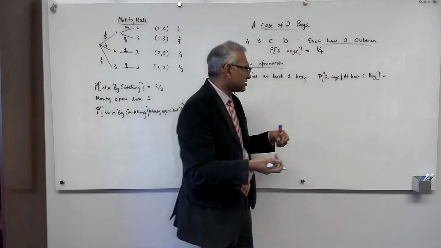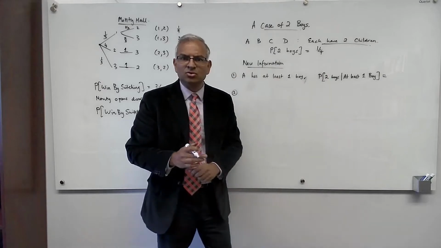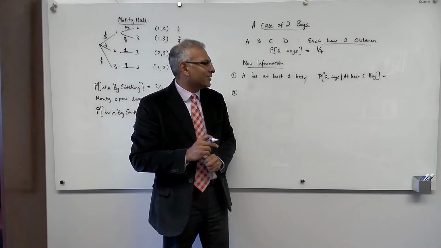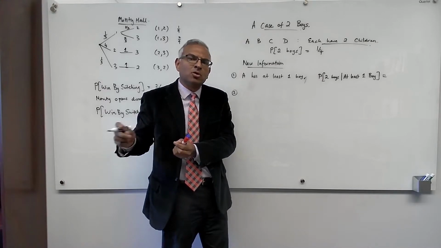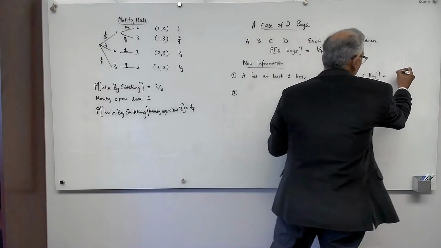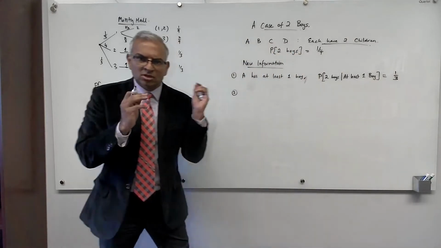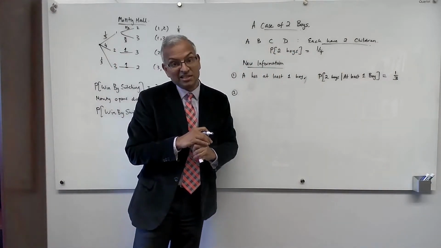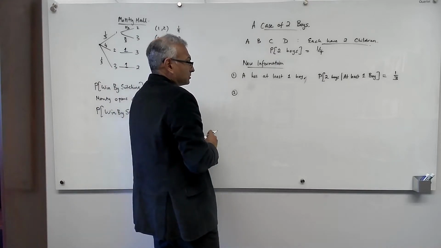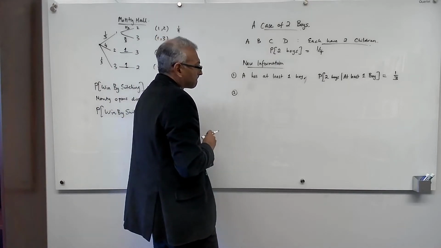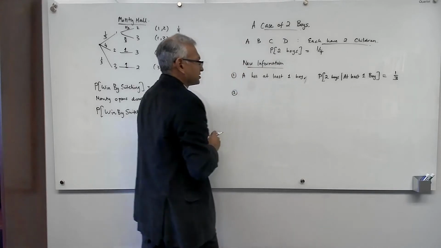So intuition suggests that the probability of 2 boys, given that you know you have at least one boy, is 1 case out of 3 possibilities: boy-boy, boy-girl, girl-boy. So you might suspect it's 1/3, and indeed it's the case. But you need to be able to get that using conditional probabilities and the method that we have given you. Okay, so that's if A has at least one boy.